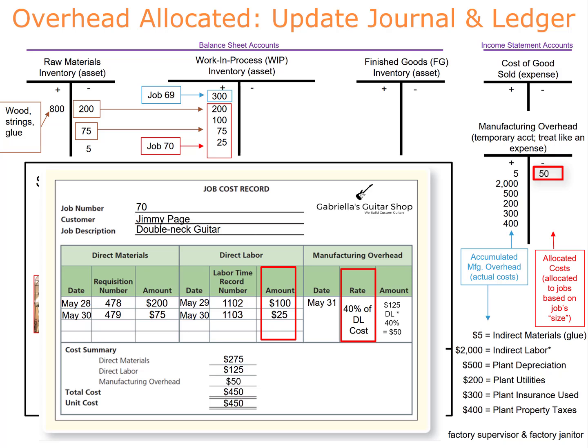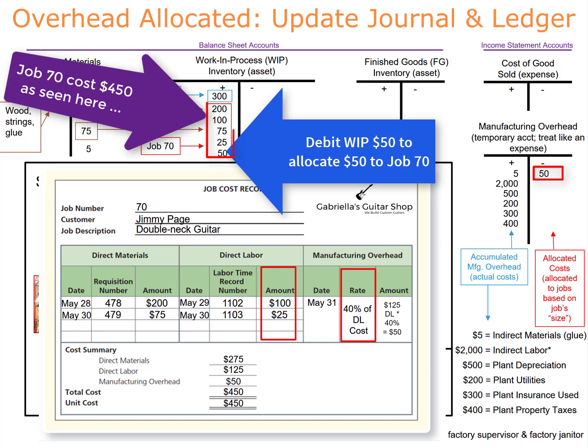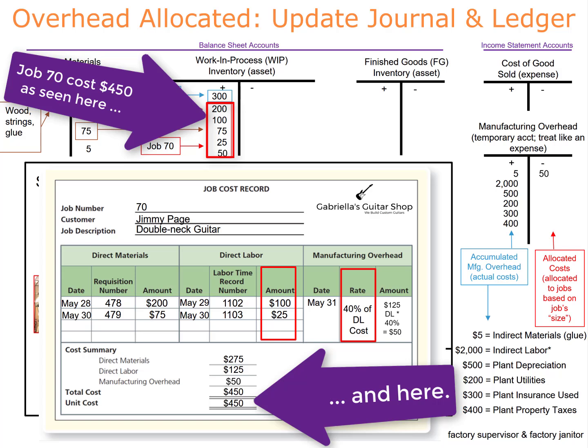In which T account have we been putting the job cost records? That's right, we've been debiting the work in process inventory account. Now you can see that job 70 costs $450 according to the work in process inventory account and according to the job cost record.